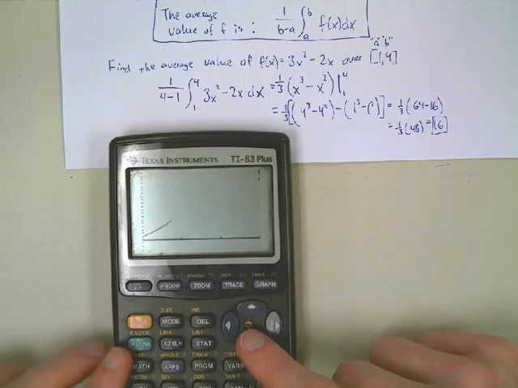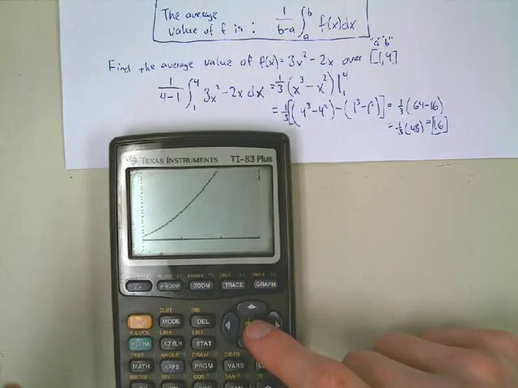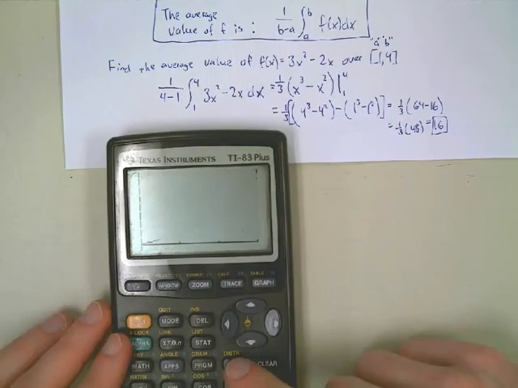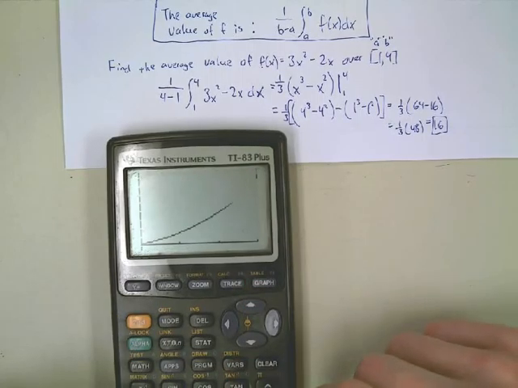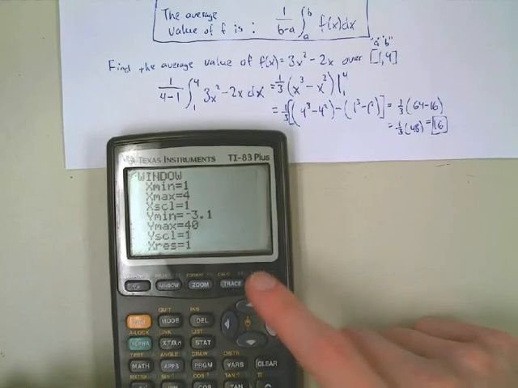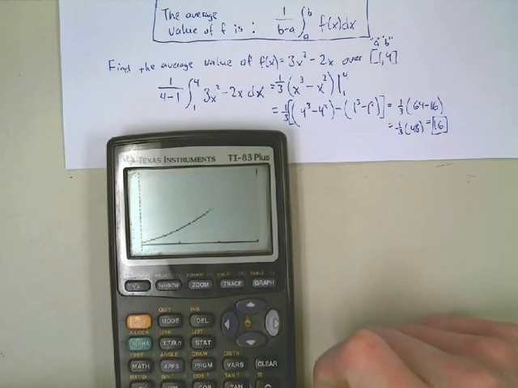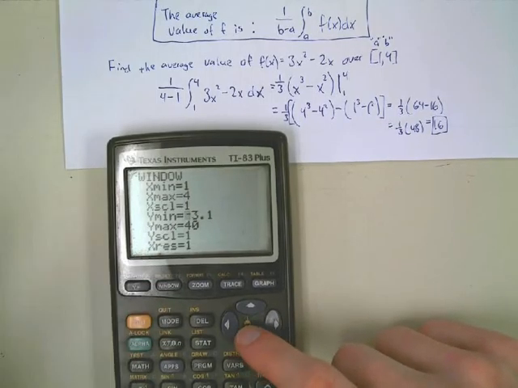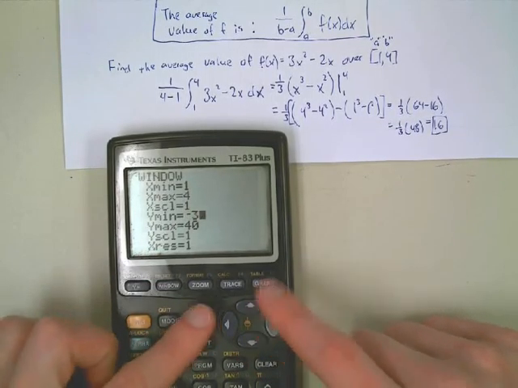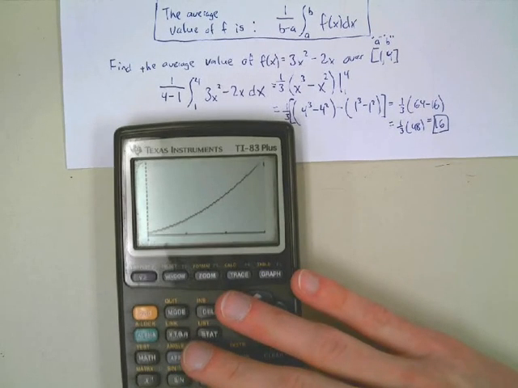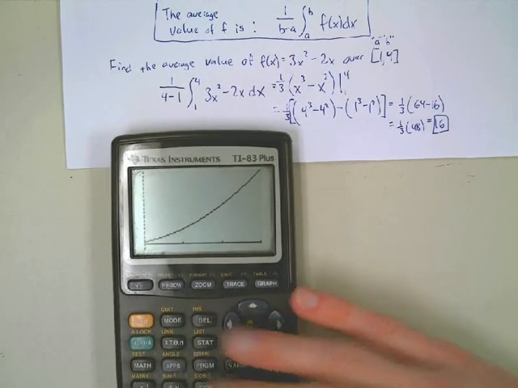I need to go even higher than that. So let's try maybe 50. Okay, so maybe let me try 40 and see if I can get that to work. Minimum is -3.1, so I can make it -3 or something. Okay, so there's a graph of that region, and we're trying to find the average value here.